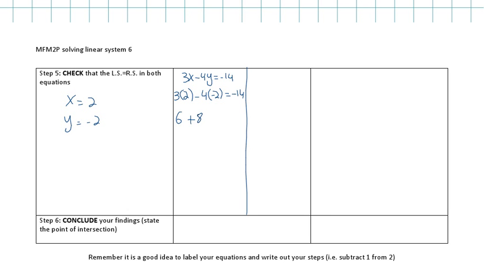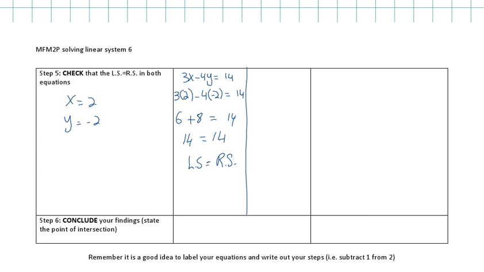What's 6 plus 8? Is it equal to negative 14 or equal to 14? Equal to 14. So 14 equals 14. That proves to me that the left side equals the right side. Okay? I have to do the same thing for the other equation.